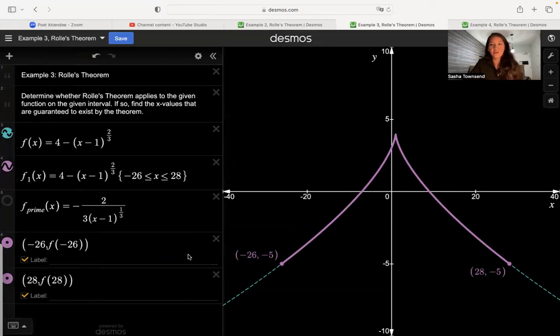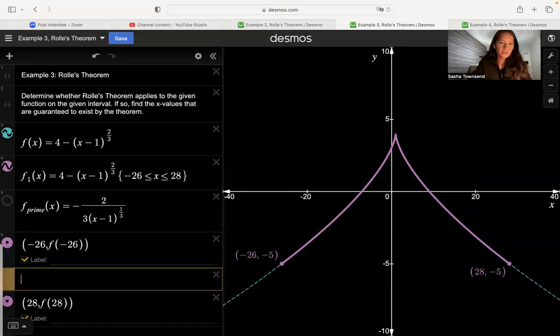Since the function is continuous, and we start at a y value equal to -5 and we end at a y value equal to -5, we do have a relative maximum on that interior. We just don't have a relative maximum at a point that corresponds to sort of a smooth location, a point where the derivative is well defined and the tangent line is horizontal. The curve has a little cusp there at x equals 1.